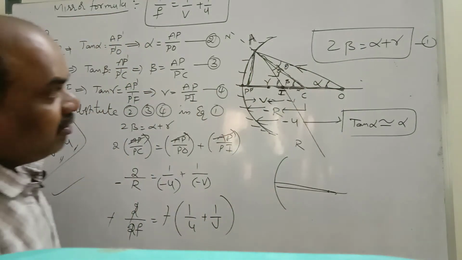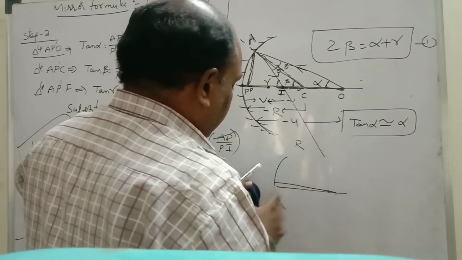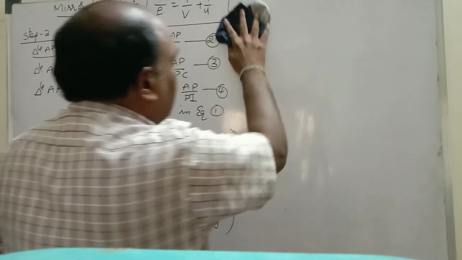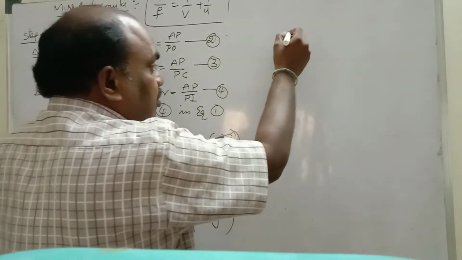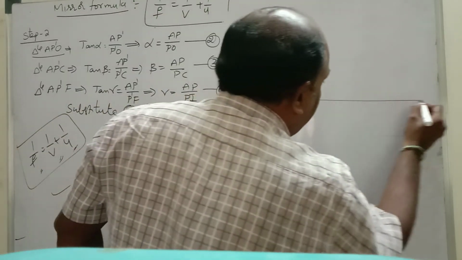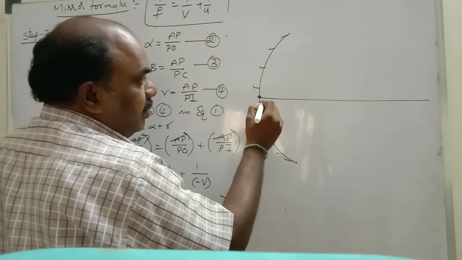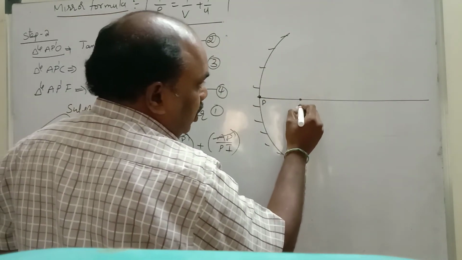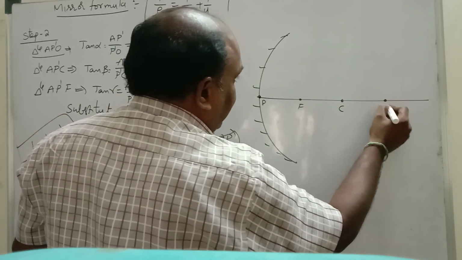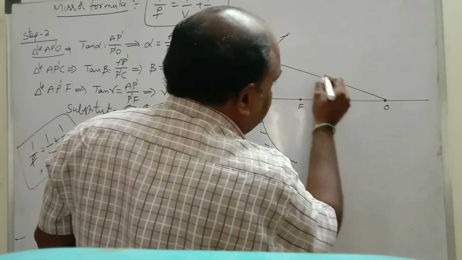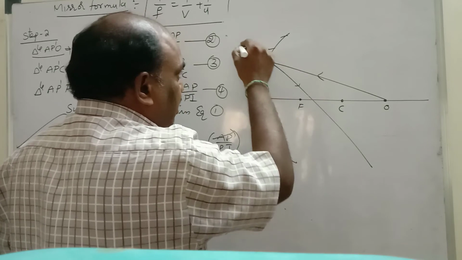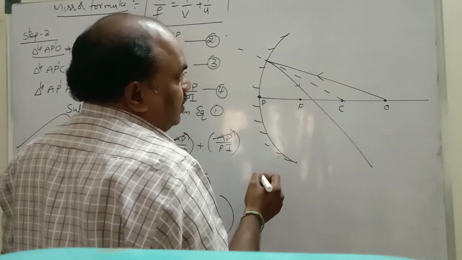This diagram I will draw once again here. See here, this is a concave mirror. This is the principal axis. This is the geometrical midpoint, the pole. This is the focus. This is the center of curvature, the center of the whole glass sphere. Here a point object is there. This is the incident ray. After reflection it goes beyond the center of curvature. This is the normal. The normal always goes from the center of curvature.